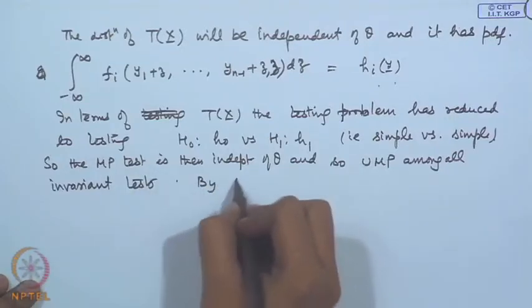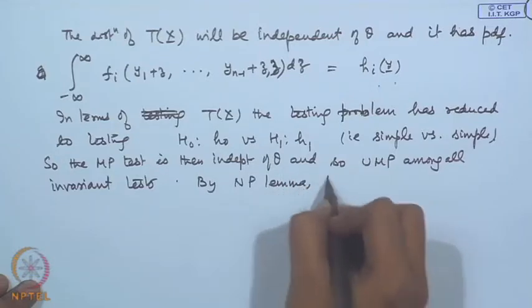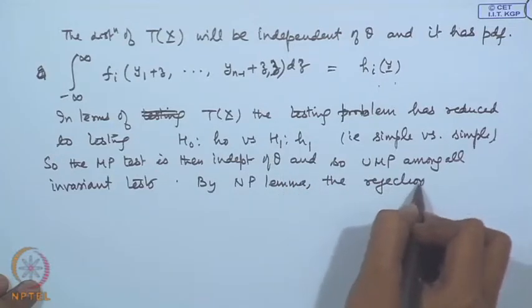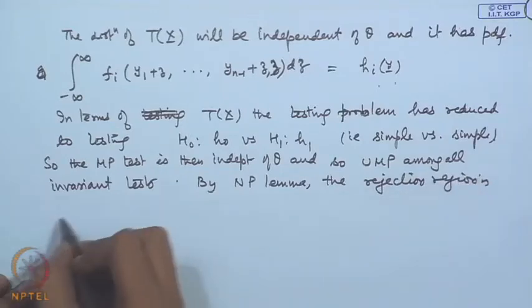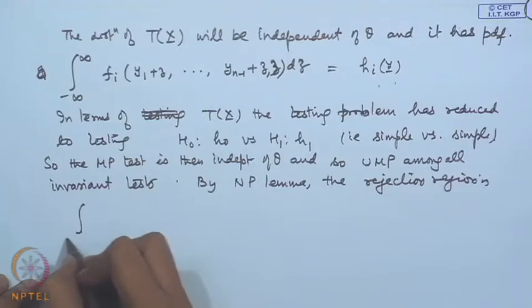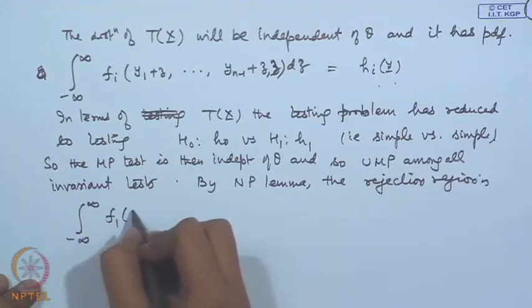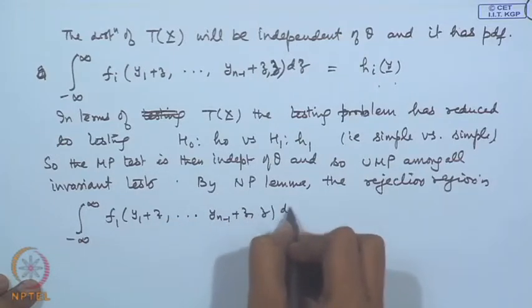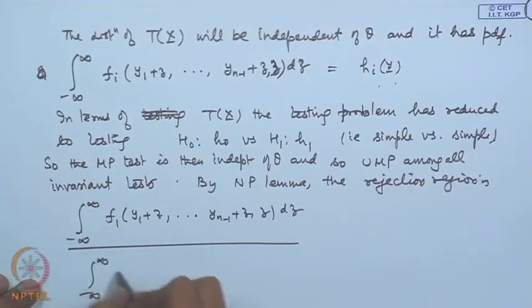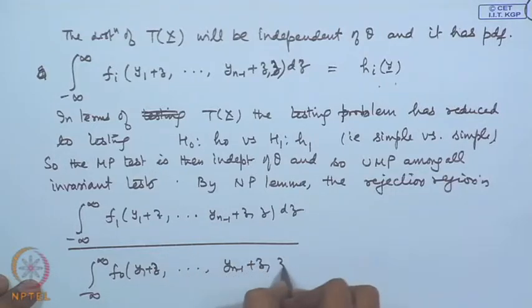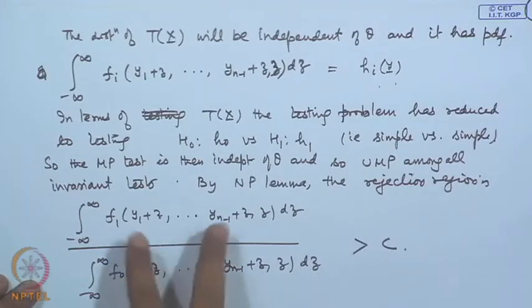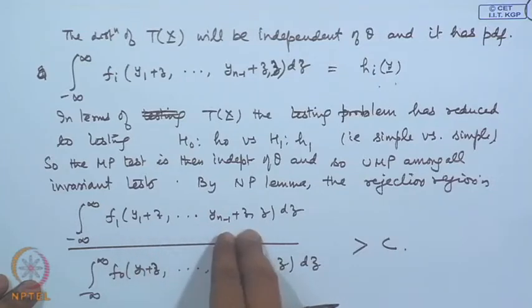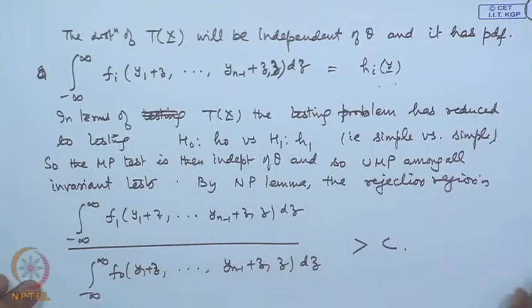So, by the Neyman-Pearson lemma, the rejection region is the integral of f1(y1 plus z, ..., yn minus 1 plus z) dz divided by the integral of f naught(y1 plus z, ..., yn minus 1 plus z) dz, greater than C. In particular, if I have some known distribution, I can express this in terms of that here.